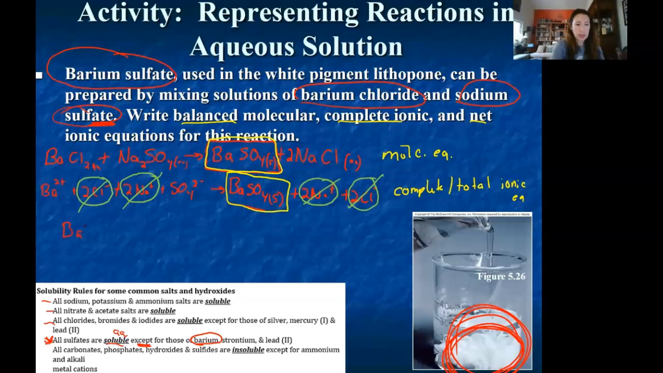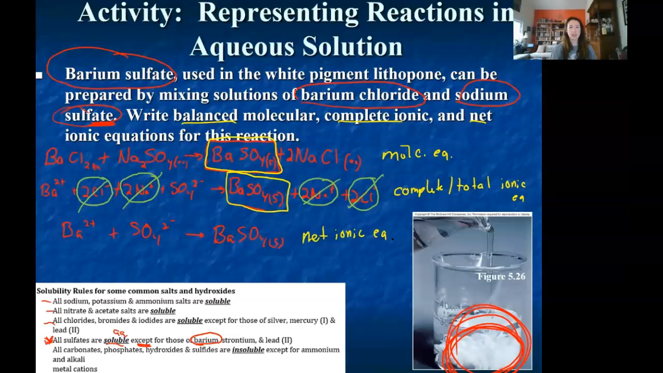So we bring down our Ba2 plus, and we bring down our SO4 2 minus, and we end up with BaSO4 solid. We couldn't cross off the Ba because it didn't look the same on each side, right? It was part of a compound here. It has to look exactly the same for you to cross them off. And this is called the net ionic equation. And so yes, you'll have questions like this on your quiz and your exam for this one.